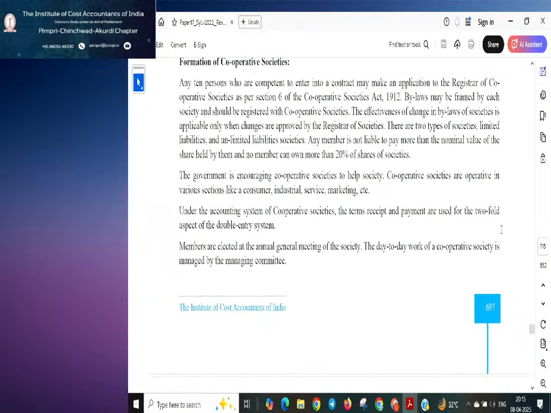Under the accounting system of cooperative societies, the terms receipt and payment are used for the twofold aspect of the double entry system. Members are elected at the annual general meeting. The day-to-day affairs of a cooperative society are managed by the managing committee.